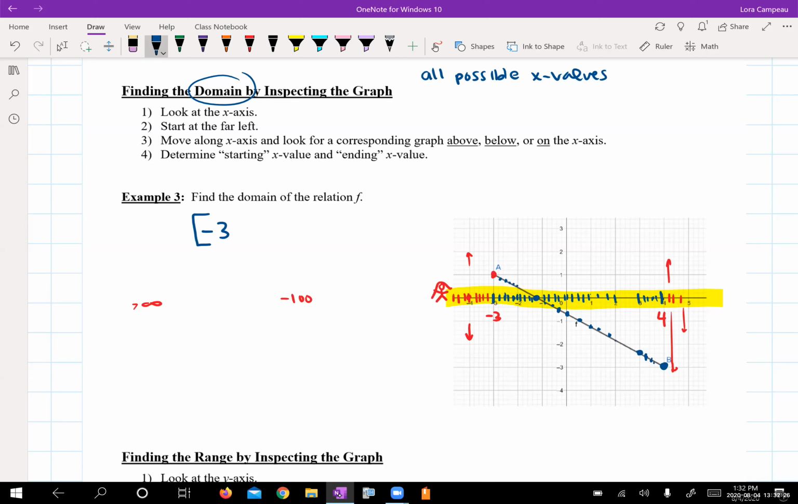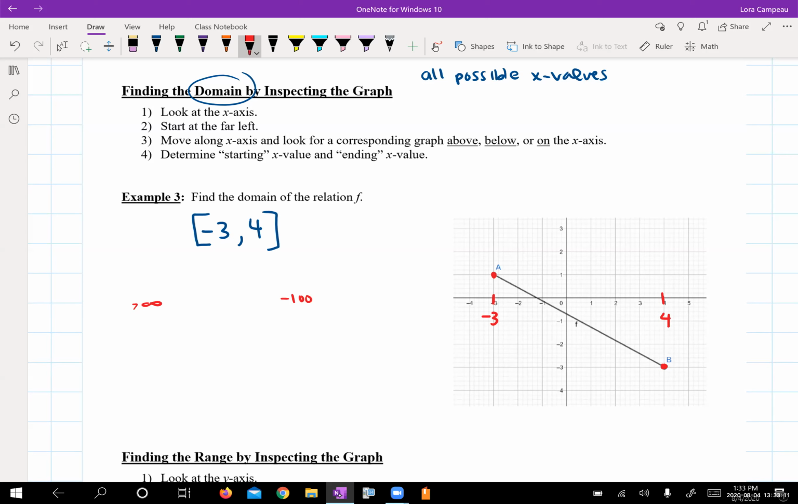So finally, for this problem, the domain of this relation is negative 3 to positive 4. And then we use brackets because for the particular X values, I'll clean it up for you all just so that you can look at it a little bit better. So again, here's my X equals negative 3 and X equals 4. For X equals negative 3, there is a straightforward Y value. In this case, it happens to be positive 1. And for X equals positive 4, the Y value is clearly negative 3. So that's why we use brackets. There's no holes or anything strange going on.